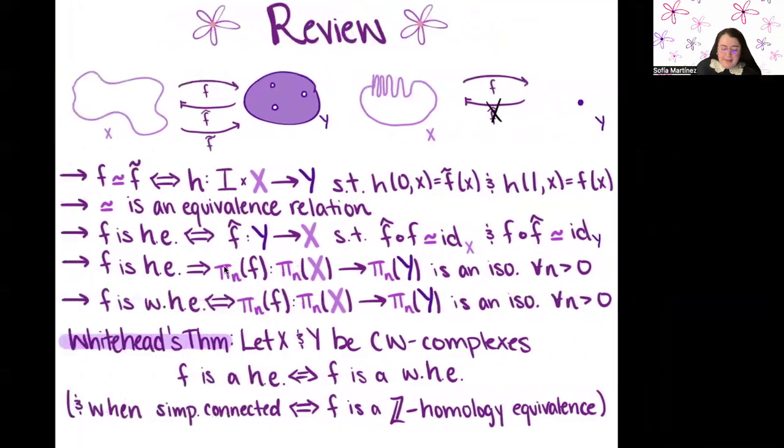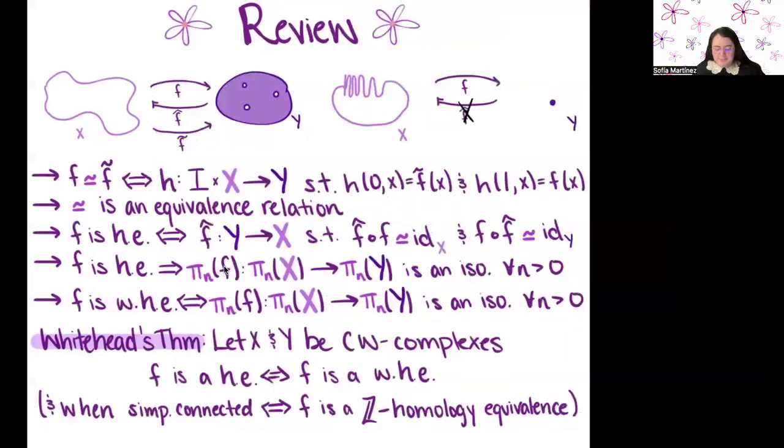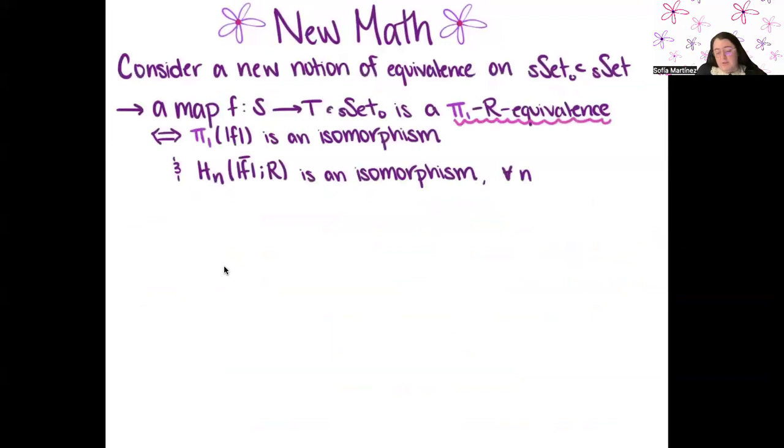All right. Given this review, I'd like to talk about simplicial sets, right? I said I want to talk about simplicial sets, and I want to talk about topological spaces with group actions. So let's talk about new math. If I consider a new notion of equivalence on simplicial sets, mainly reduced simplicial sets, that's what this little 0 here stands for. And reduced just means that at level 0, I only have a vertex. I define a map of two reduced simplicial sets to be a pi1R equivalence, where R is any commutative ring that you'd like.